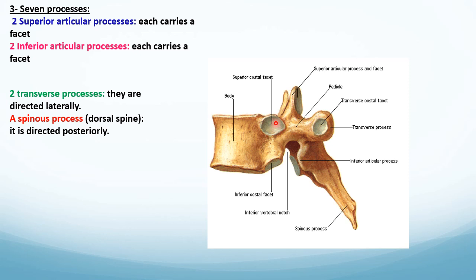An important point: each typical rib articulates with two vertebrae, the vertebra above and the vertebra below, and the rib takes the number of the vertebra below. If it articulates with the second and the third, the rib takes the numbering of the third thoracic vertebra.